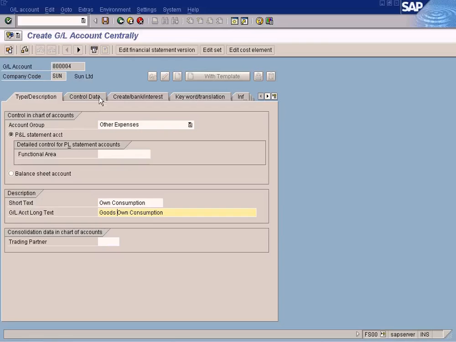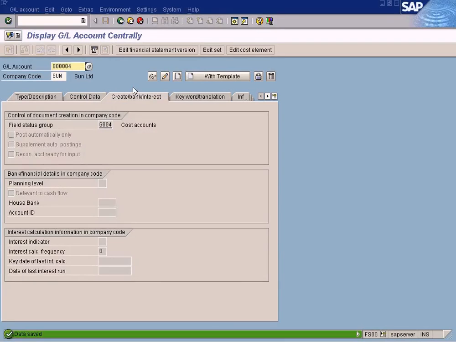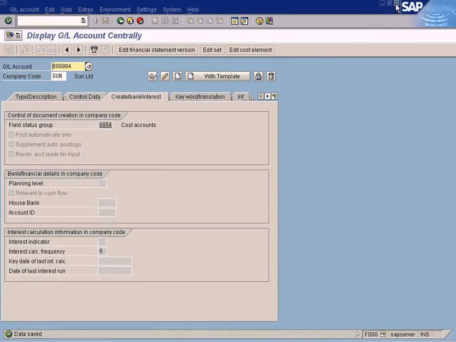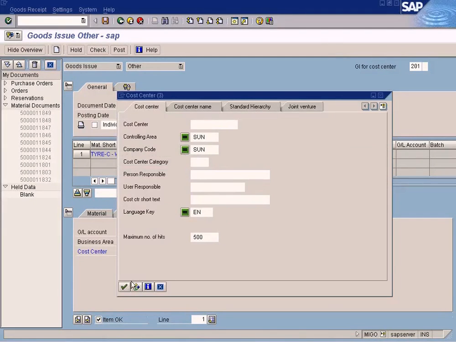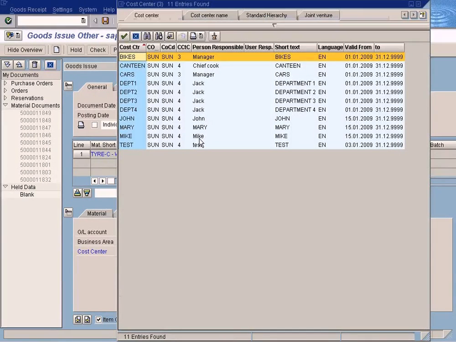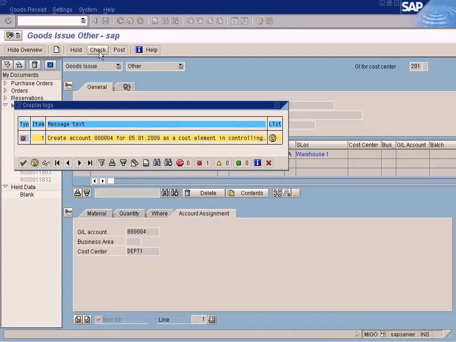Own consumption, goods, own consumption, 80004. Alright, I'm going to enter here, and the cost center, I need to enter cost center. That's an important entry. You can just choose any cost center which has utilized this material, these 48 units. I'm going to use department 1. I'm going to check if the posting is correct.